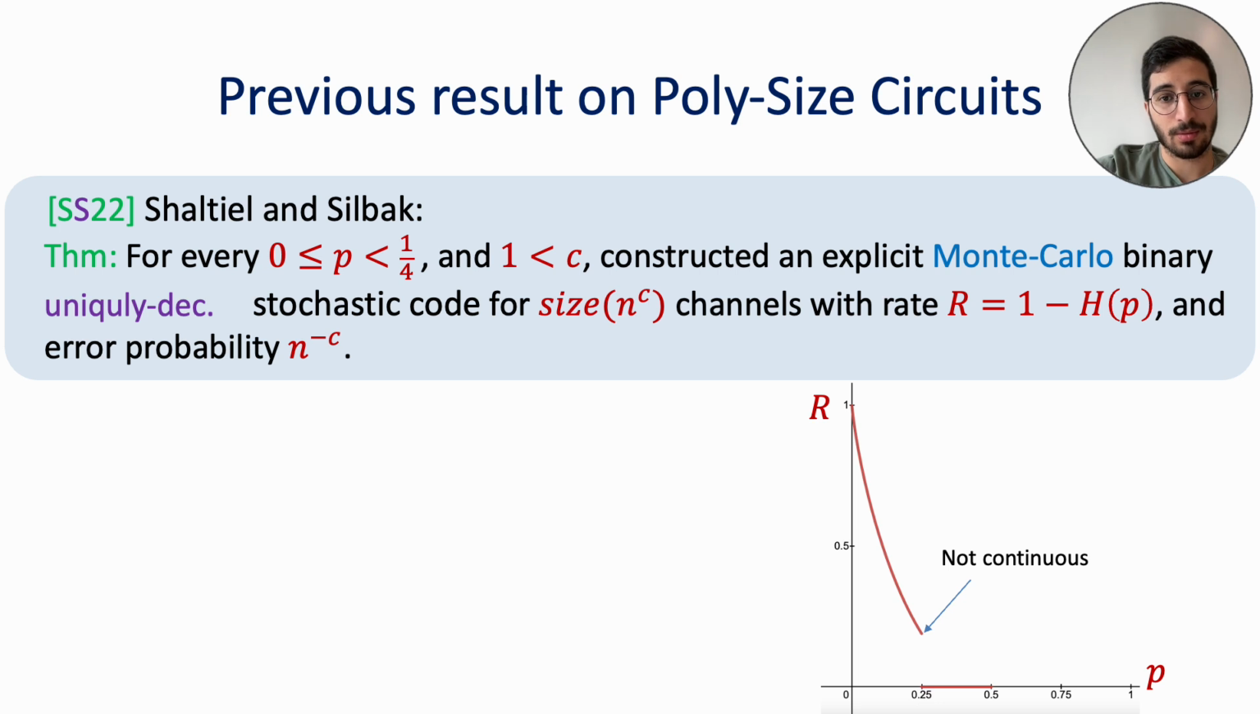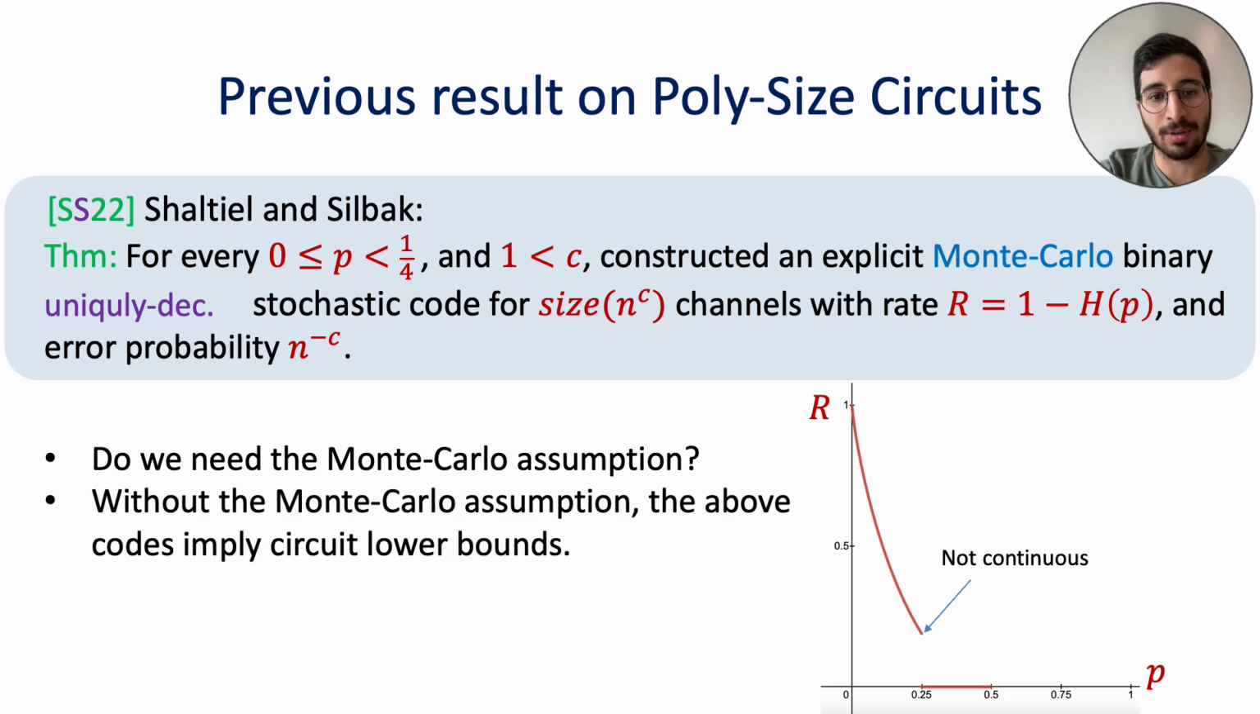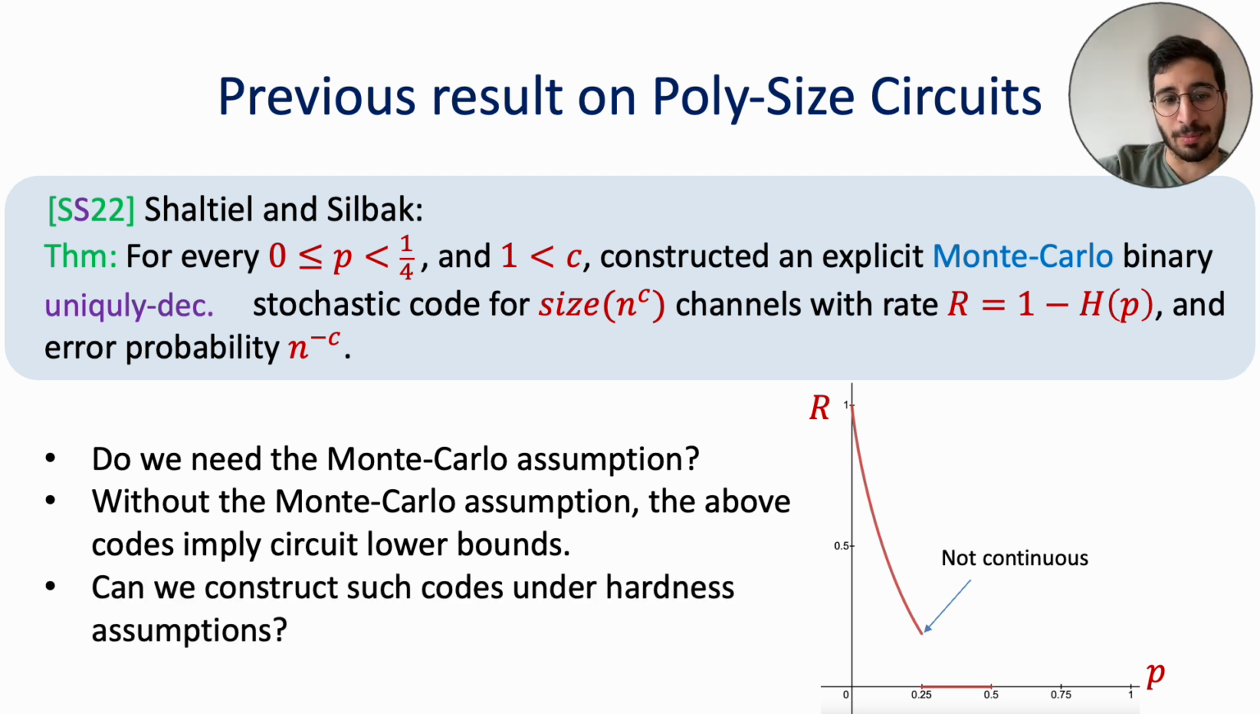Now, a natural open question that remains, of course, is whether we really need this Monte Carlo part. And this Monte Carlo part is really not desirable because we're assuming a setup in some sense. And more than that, this is a bit of cheating because the actual adversary can't really contain all the randomness that is public by this Monte Carlo construction. And note also that without a Monte Carlo assumption, the above codes imply circuit lower bounds. So we can't hope to do this unconditionally. But still, a natural open question, and we think an important one, is whether we can do this under hardness assumptions.